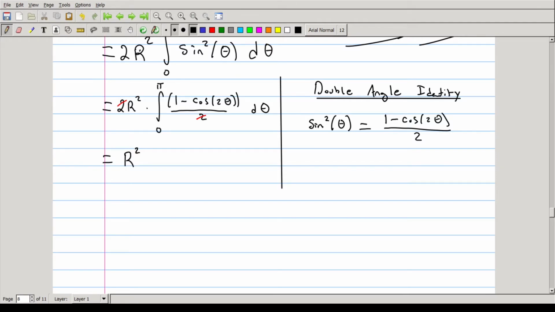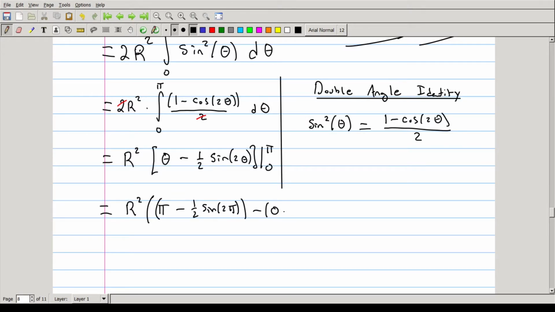So this is r squared, and the antiderivative of 1 minus cosine of 2 theta will be theta minus 1/2 sine of 2 theta. And this has to be evaluated from 0 to pi. So our answer is r squared times pi minus 1/2 sine of 2 pi, minus 0 minus 1/2 sine of 0.